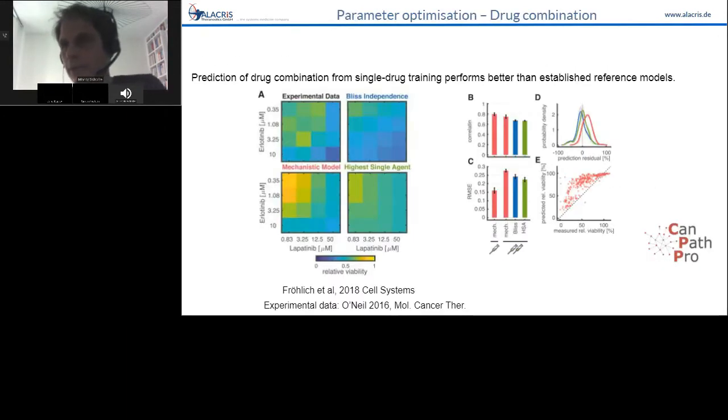Since it's a computational system, it's of course possible to not only perform single drug experiments, but also to use any combination of interest. And we could show that using combination of two drugs, this mathematical modeling, the mechanistic model, with a correlation that you see on the right, is within the same ballpark as some reference statistical models like Bliss independence and highest single agent. So the predictions of that model are similar at the moment to the best reference models.